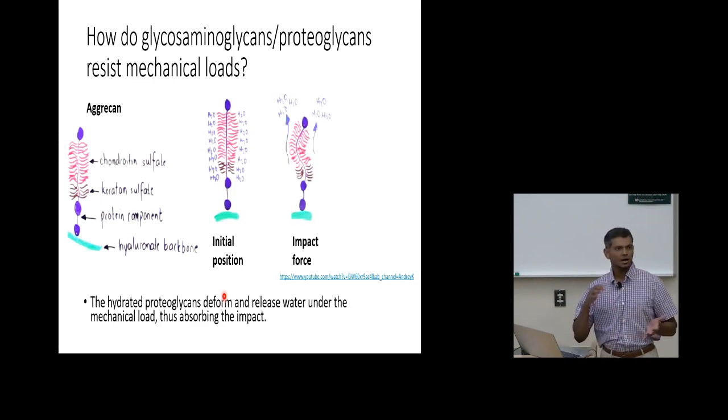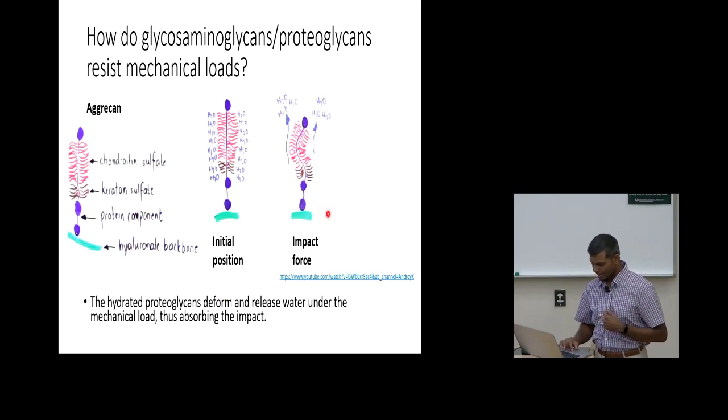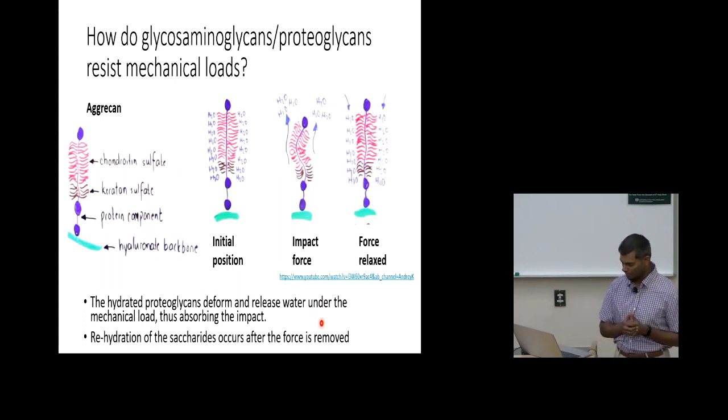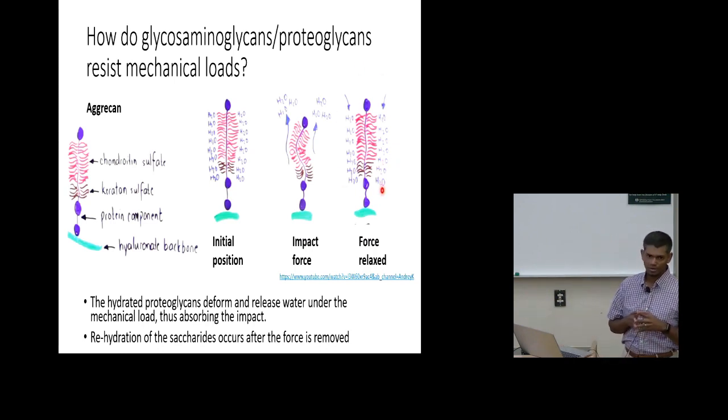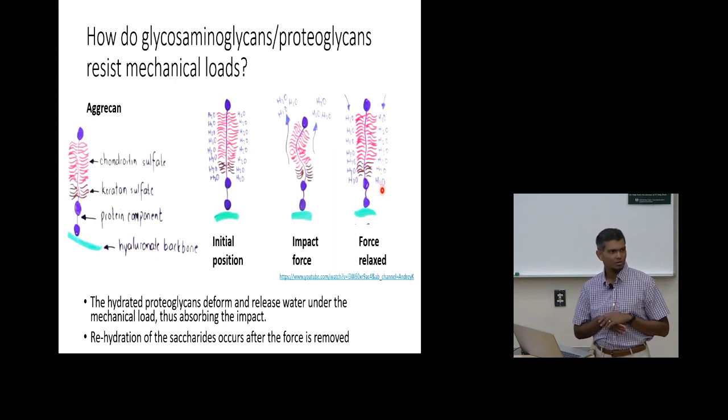But then when there is a force being applied on this area, we find that it's going to cause these proteoglycans to distort, and also it will cause the water molecules to be released. And this distortion and the releasing of water molecules will absorb the impact, and once that impact is taken away, the proteoglycans take back the normal position, but then the water can also flow down the concentration gradient, and it starts to rehydrate these proteoglycans. So that's how they help resisting mechanical load. Is this clear?